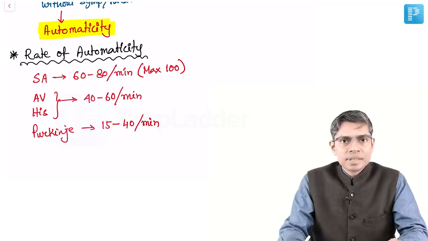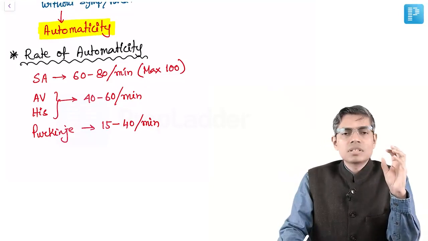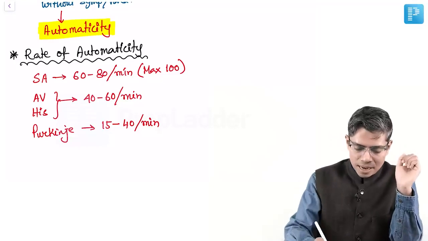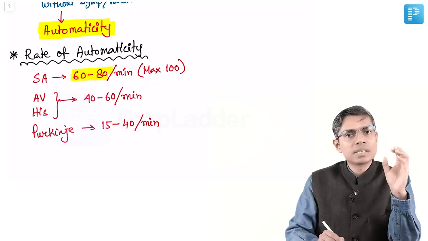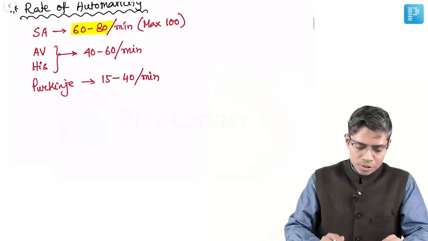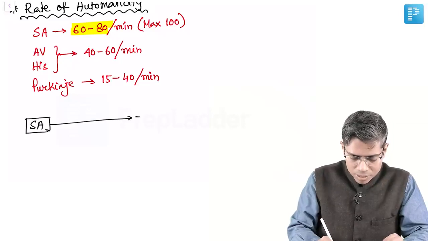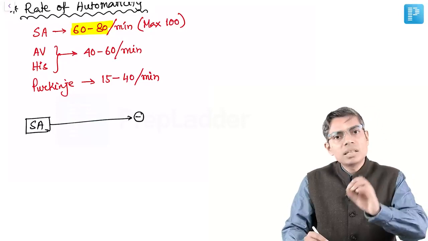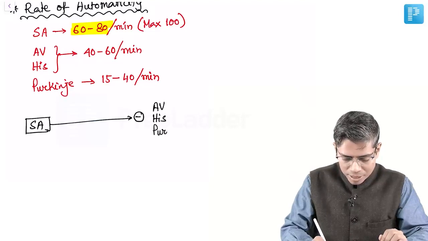So now if you look at that automaticity rate, then I can understand that SA node is the most powerful, right? And the beat production capacity at the level of SA node is 60 to 80, which is highest among all parts of the conducting system. Because of which you know that SA node is the dominant tissue which has inhibition or suppression on other parts of the conducting system, like for example AV node, like for example bundle of His, like for example Purkinje fiber.